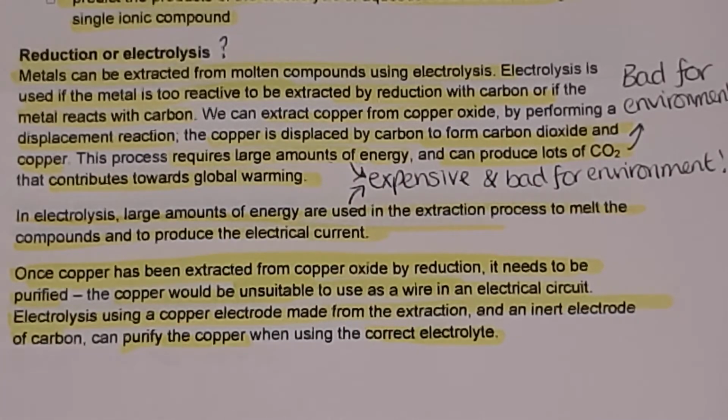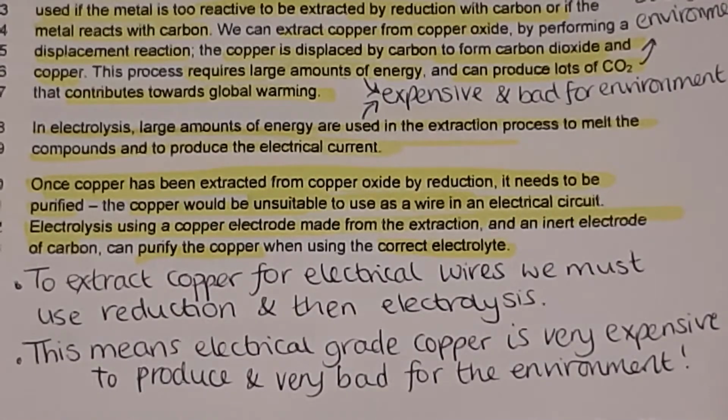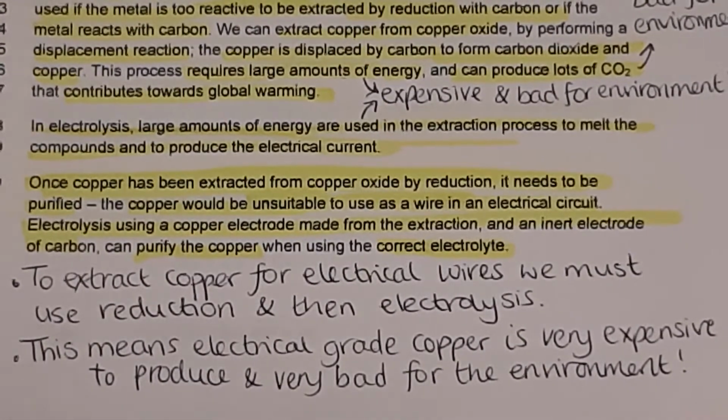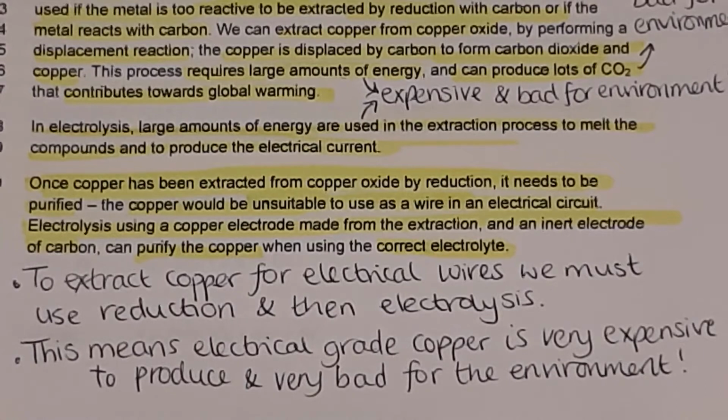So we're going to add a note about copper requiring both forms of extraction here. Okay, so if necessary, you can pause the video to make sure you've written this all down. So this says that to extract copper for electrical wires, we must use reduction and then electrolysis. This means that electrical grade copper is very expensive to produce and very bad for the environment. So you can see how actually some metals become extremely expensive.